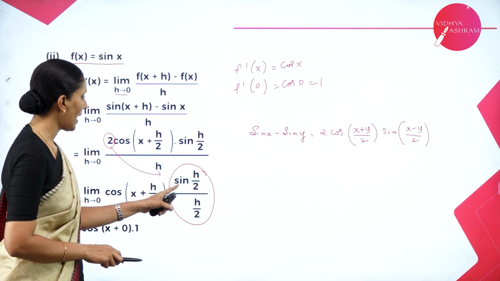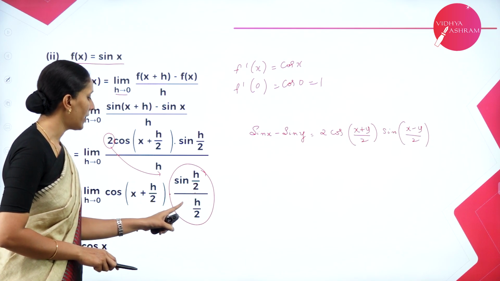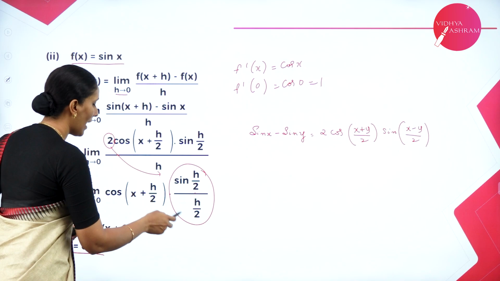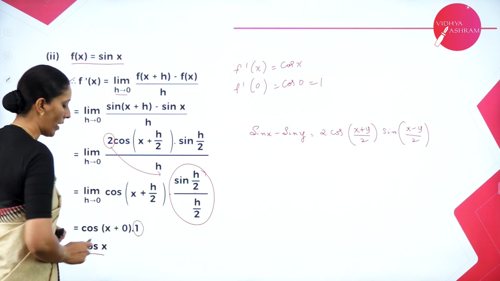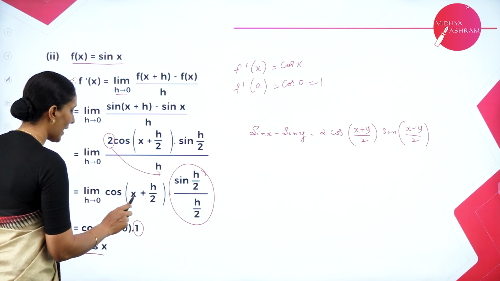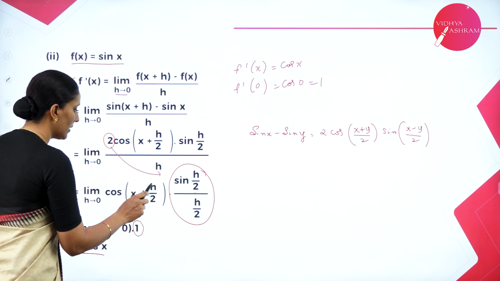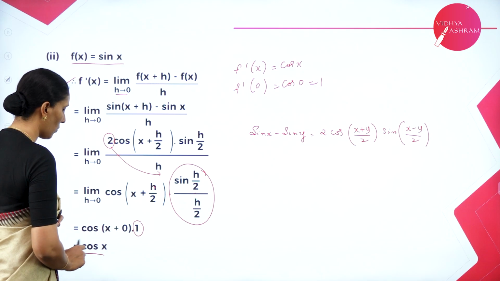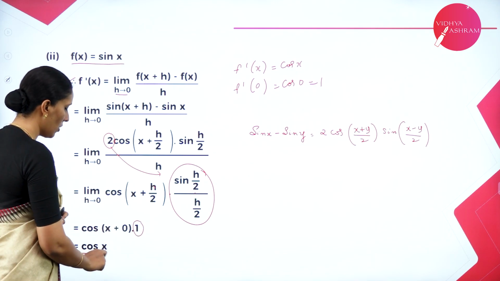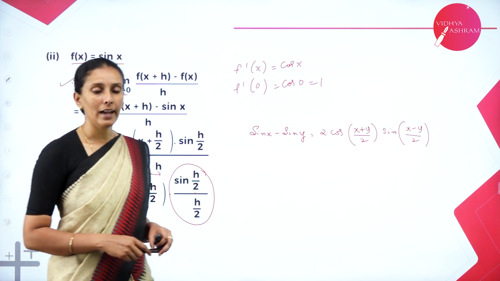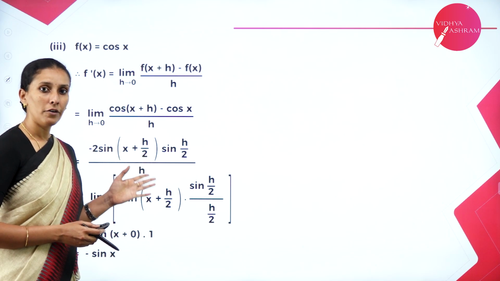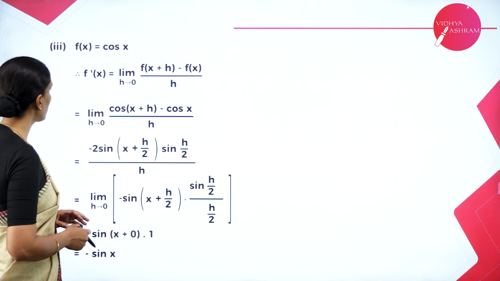Now here, since we have sin h by 2 divided by h by 2, as h tends to 0, this entire function value will become 1. Apply the limit for the remaining function, cos x plus h by 2: put h as 0, then 0 by 2 becomes 0. Cos x plus 0 becomes cos x into 1, which is cos x, and hence the derivative of the sine function is cos x.